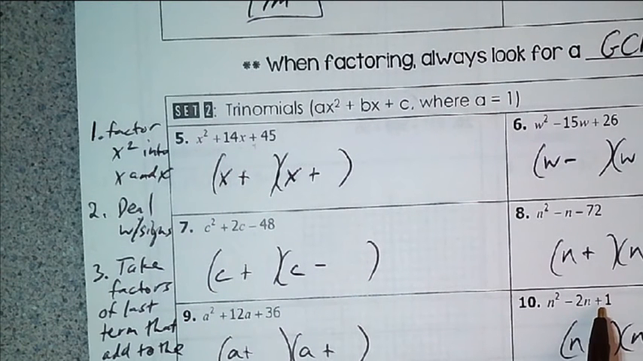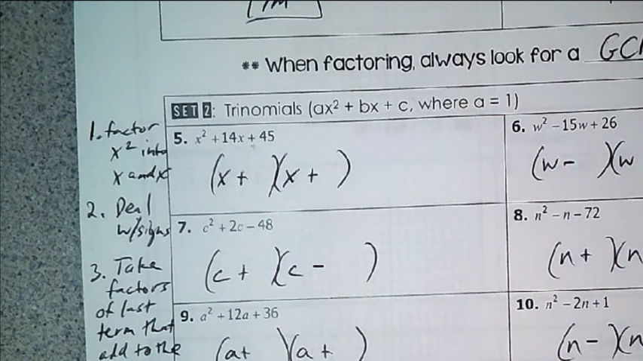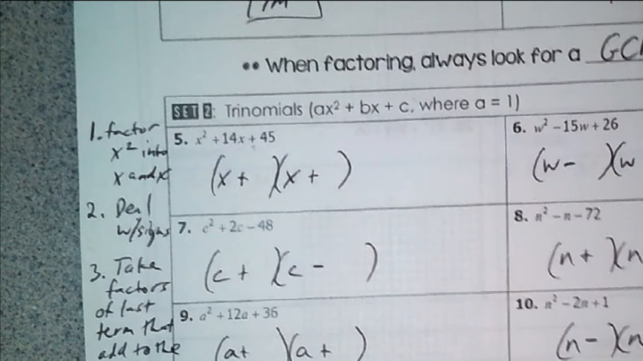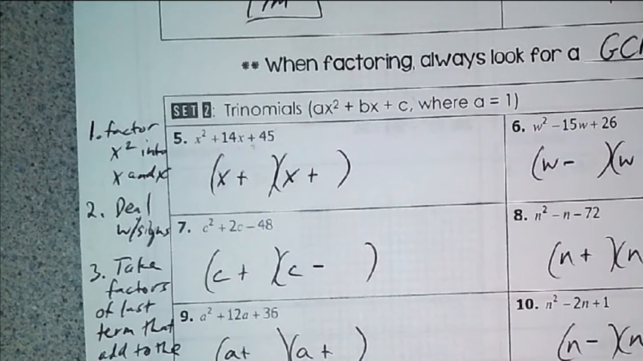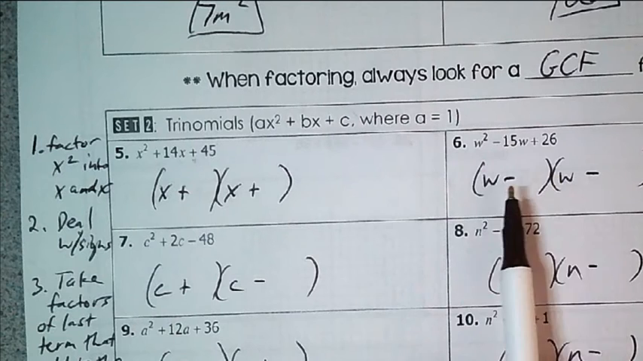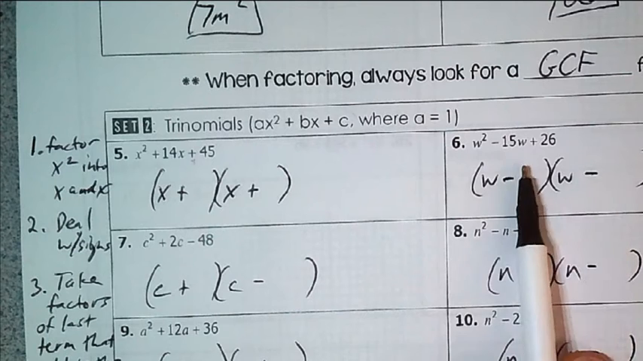Positive is the last sign, so they're the same, but they're going to be negative, negative because the middle term is negative. Now, let me explain why that is. Let me back up. There are two ways to get a positive when you're multiplying. You can multiply positive times a positive and get a positive, right? Or you can multiply negative times a negative and get a positive. That's what this is saying. This is saying negative times negative is positive. But negative plus negative is negative.